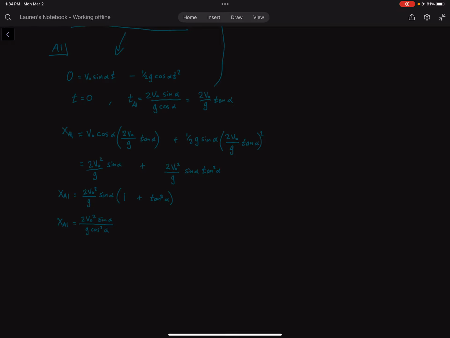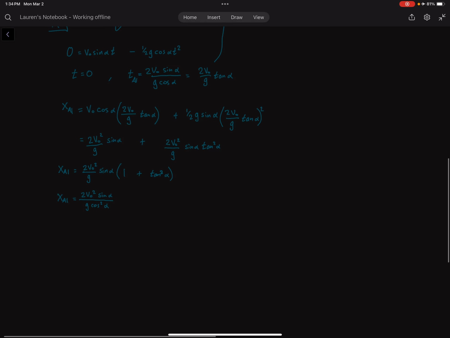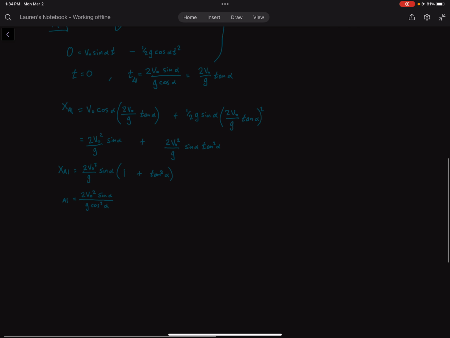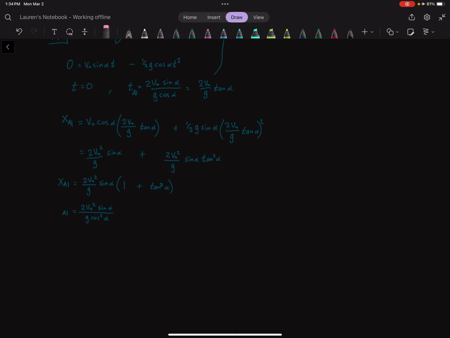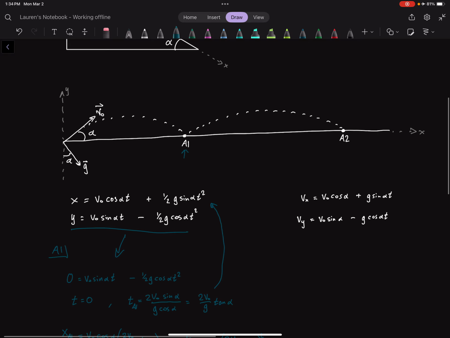We can turn one of those into tangent if we want, I suppose, but maybe we just leave that for now. I don't think it's any simpler to write. All right, so this is the exposition. The exposition, it's like we're in a courtroom. This is the exposition right here at A1, right? So we just found that.